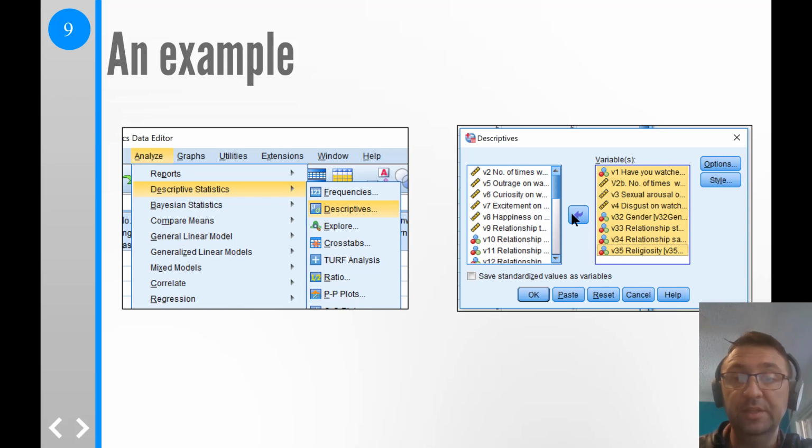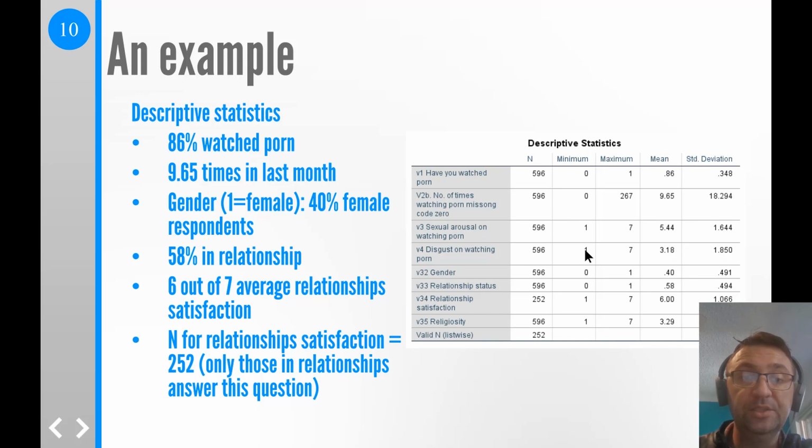Now let's take a look at the output from SPSS. This is a descriptives table that comes out in the output window. You can see here we have N, which is the number of valid cases, minimum value, maximum, mean, and standard deviation. Let's look through some of the things you can immediately see. Have you watched porn? It's either a 0 or a 1, and 86% of people said that they had.